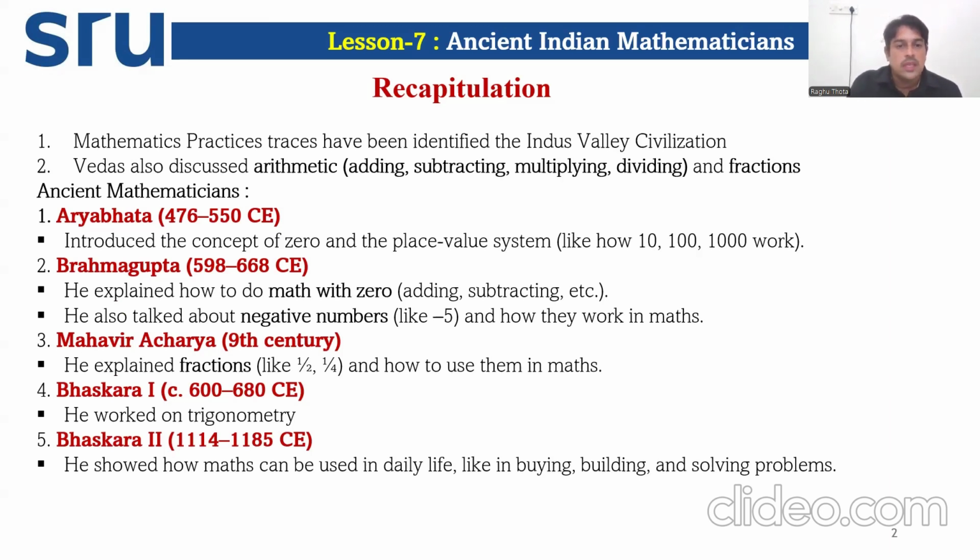Brahmagupta explained how to do maths with the help of the zero introduced by Aryabhatta, such as additions and subtractions. Another significant achievement of Brahmagupta is that he introduced negative numbers such as -1, -2 and explained how to use them in mathematical problems. And the third one, Mahavira Acharya, who belongs to the 9th century, explained fractions such as 1/2, 1/3, 1/4, and how to use them in mathematics too.